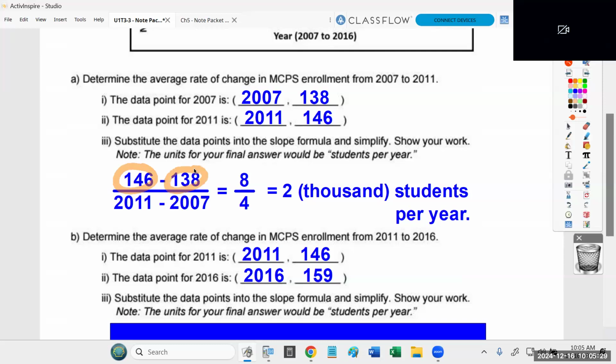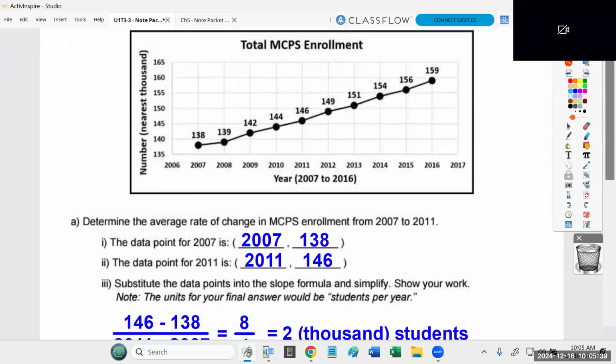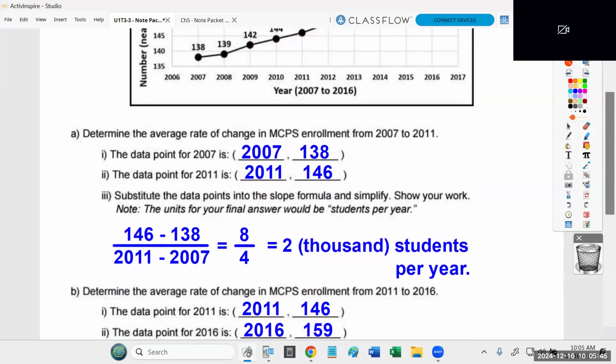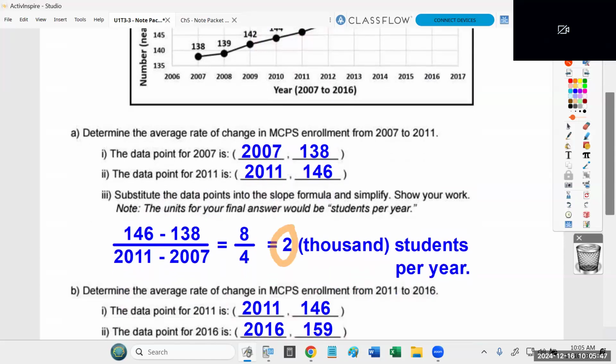Same thing here. If you actually wrote out the number in thousands, then here you would have gotten the number 2,000. There's nothing wrong with that. Okay, I didn't want to have to write all those extra zeros, so I just wrote the numbers as they appeared in the graph itself, remembering that these numbers represent number of thousands. So when I got the number 2, that's not saying on average MCPS went up by 2 students every year. It's on average MCPS went up by 2,000 students every year. So just be aware of that.